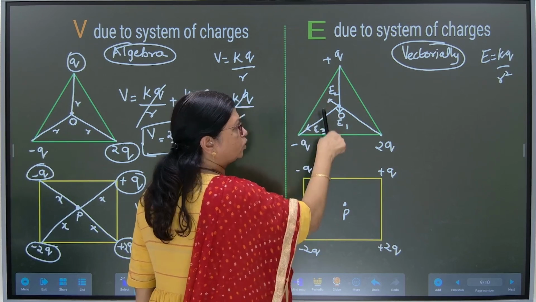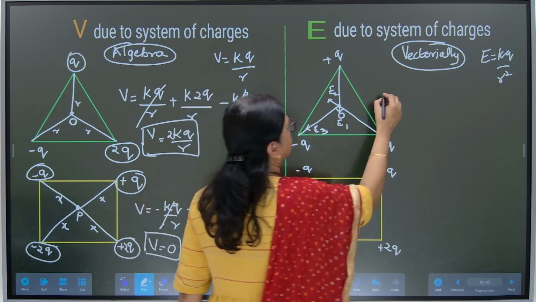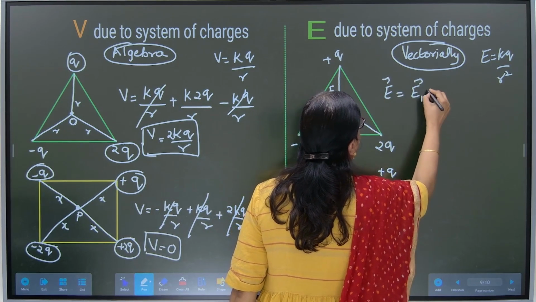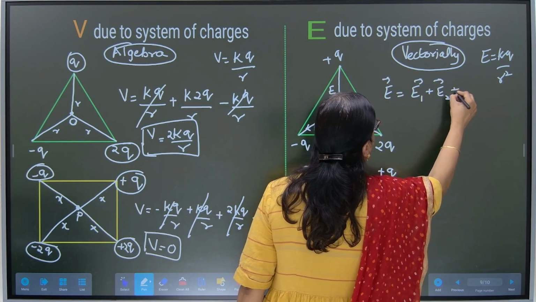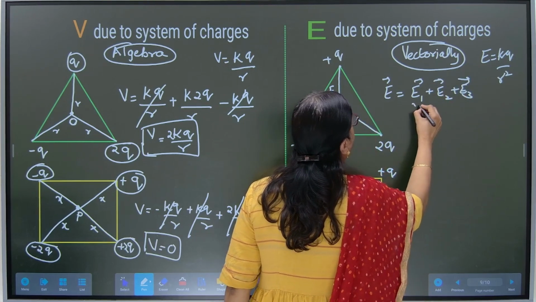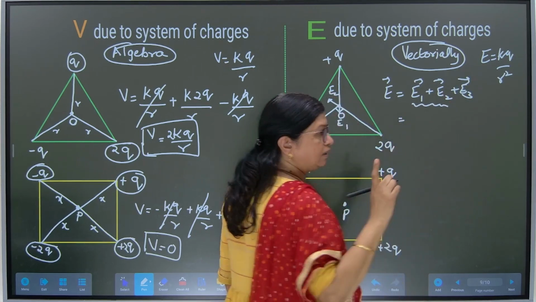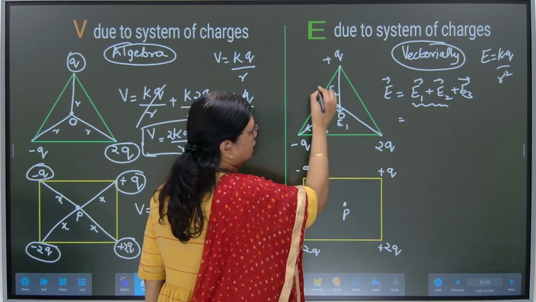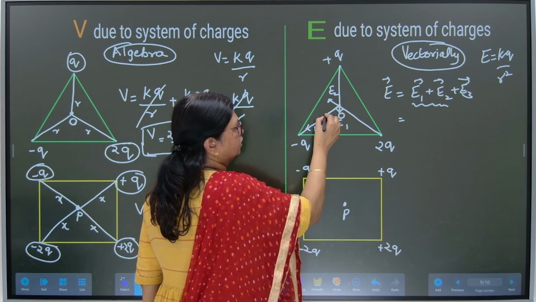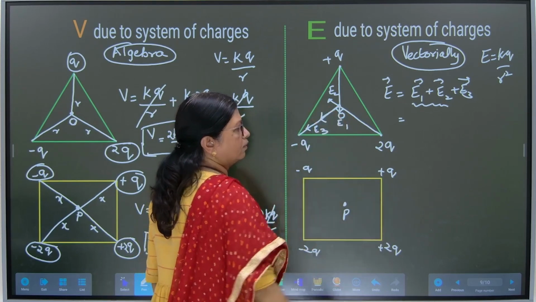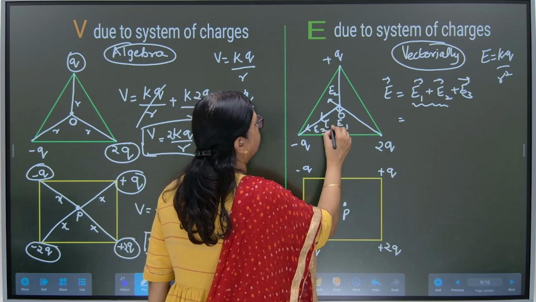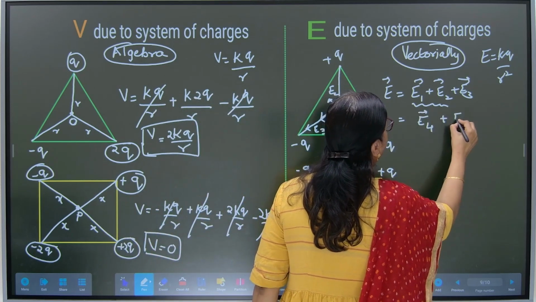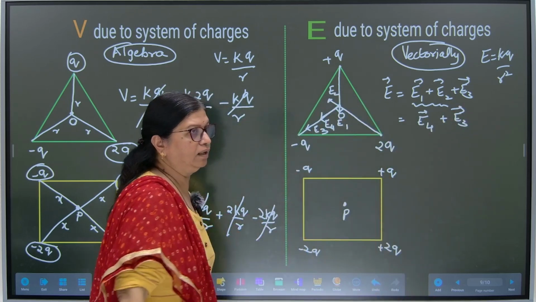Now, how should I add E1 and E2? By using the parallelogram law of vector addition. So let me write E1 plus E2 plus E3 using the superposition principle. I should add E1 and E2 using the parallelogram law of vector addition. You can see the direction, one is like this, one is like this, so they are the adjacent sides of the parallelogram. E4 is the resultant of E1 and E2, which I am writing here. And E3 is also in the same direction as you can see, so I have to just add them.